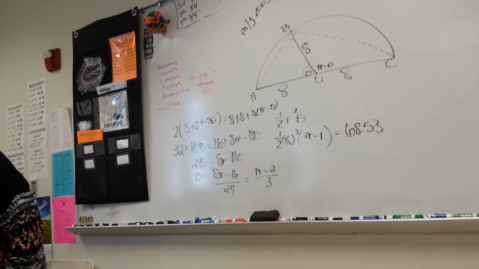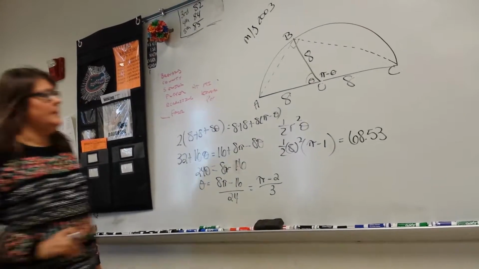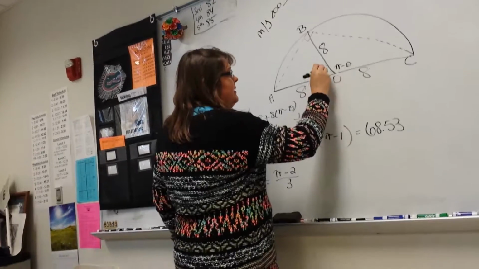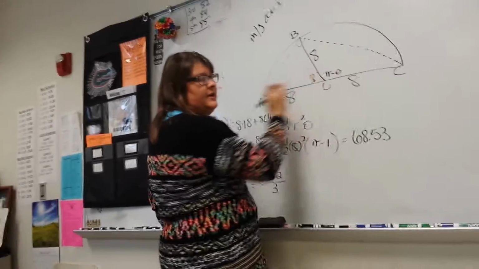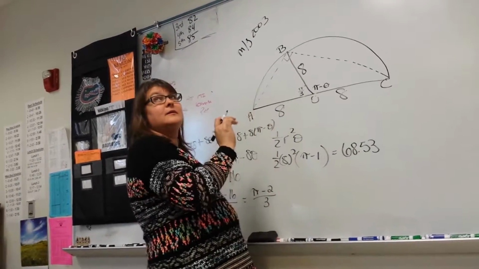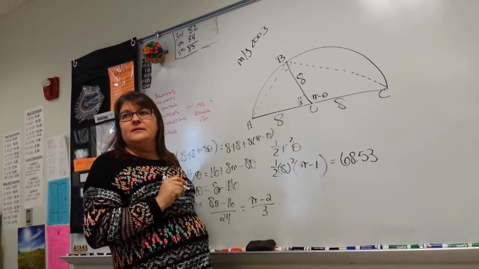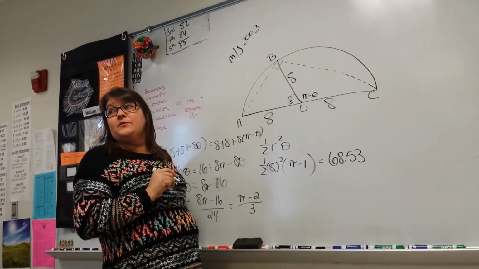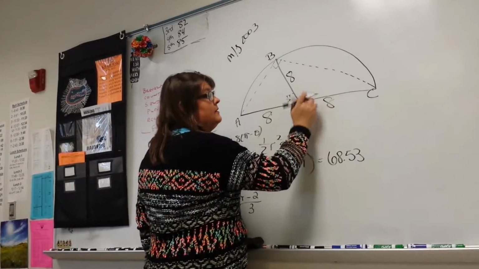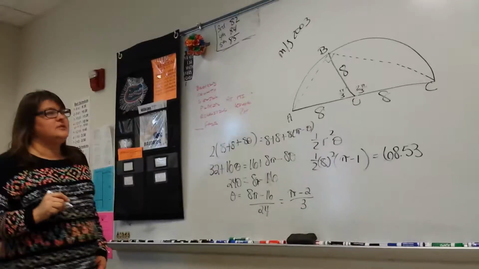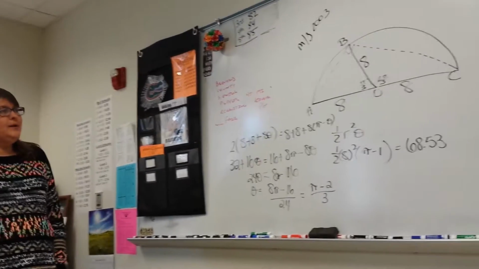Theta is equal to 1/3 pi. So if this is pi over 3, right, then what's this guy over here? Pi minus 1/3 pi. So what's pi minus 1/3 pi? What's 3 over 3 minus 1 over 3? 2/3 pi. Good, good. Excellent job.